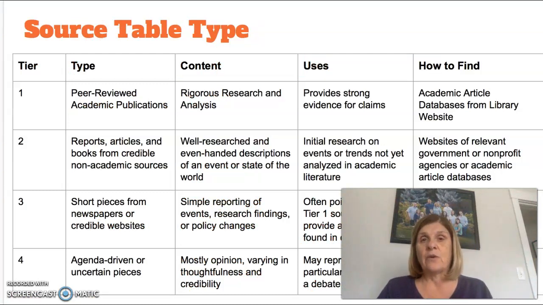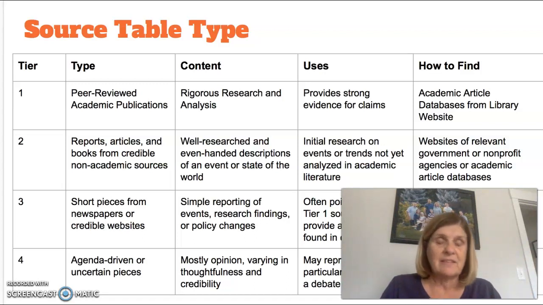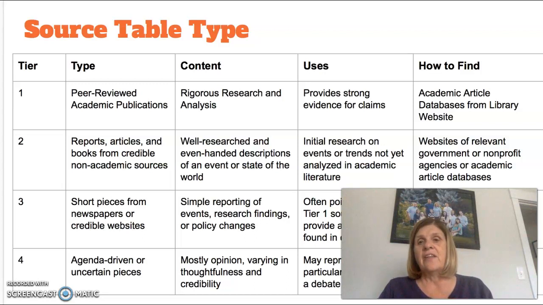I talked about how 6 of your sources need to come from scholarly journals, which means when you get into the UEN library website, you're going to have to mark scholarly journals only. Those are called Tier 1 resources, and those are the best sources. Why? Because they are based on research and rigorous analysis. They will have strong claims, and you find them in databases like EBSCO.